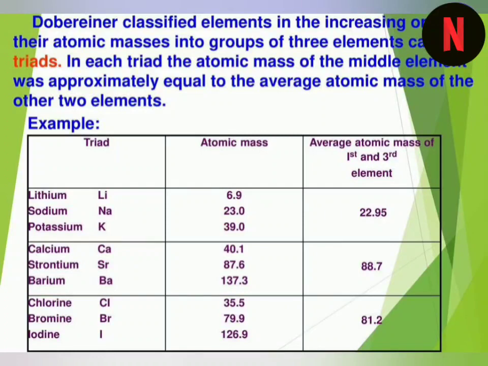In each triad, the atomic mass of the middle element was approximately equal to the average atomic mass of the other two elements. The first triad consists of three elements: lithium, sodium, and potassium. The second triad consists of calcium, strontium, and barium. The third triad consists of chlorine, bromine, and iodine.